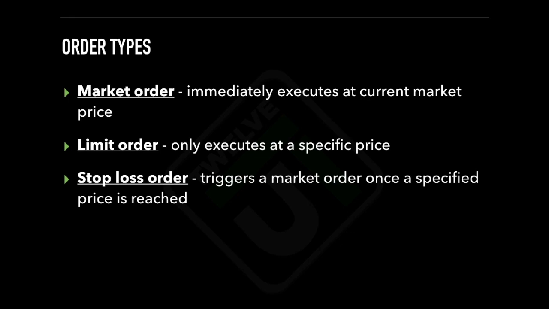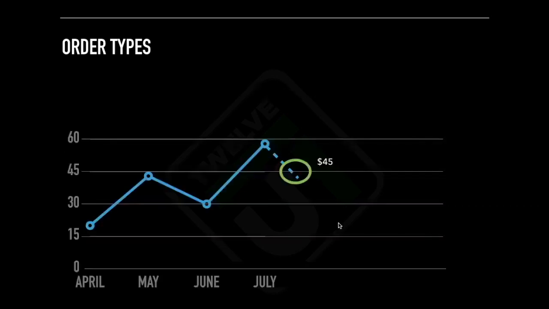A limit order, on the other hand, is a buy or sell order that only executes at a specific price. Whenever you use this type of order, you select the number of shares you want, and you also specify the exact price that you want to buy or sell at. Now, this type of order gives you more control over your entry and exit prices. So let's say, for example, the current stock price was at $60, but you only want to purchase this stock if it comes down to $45.